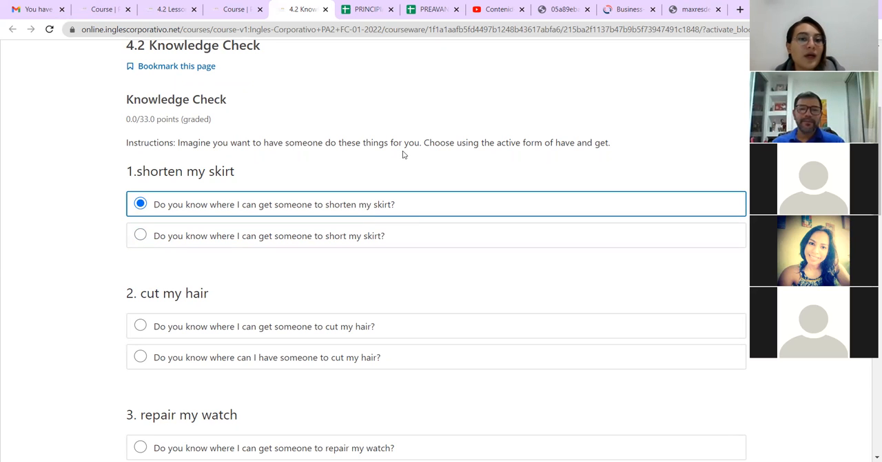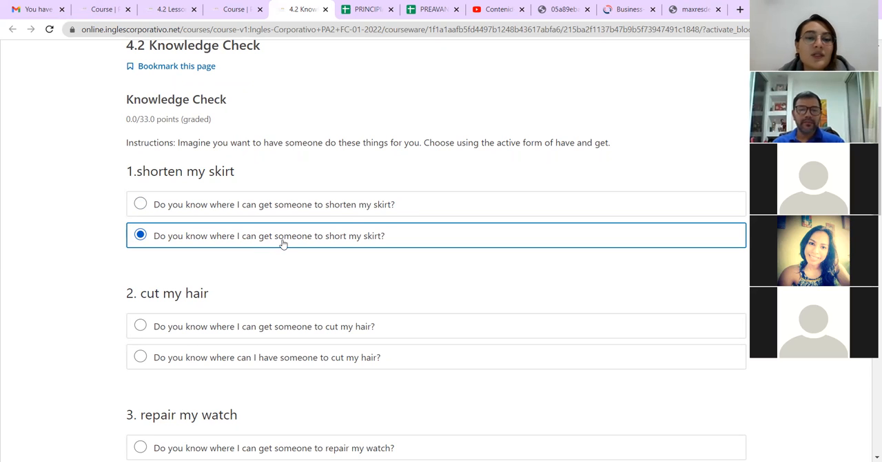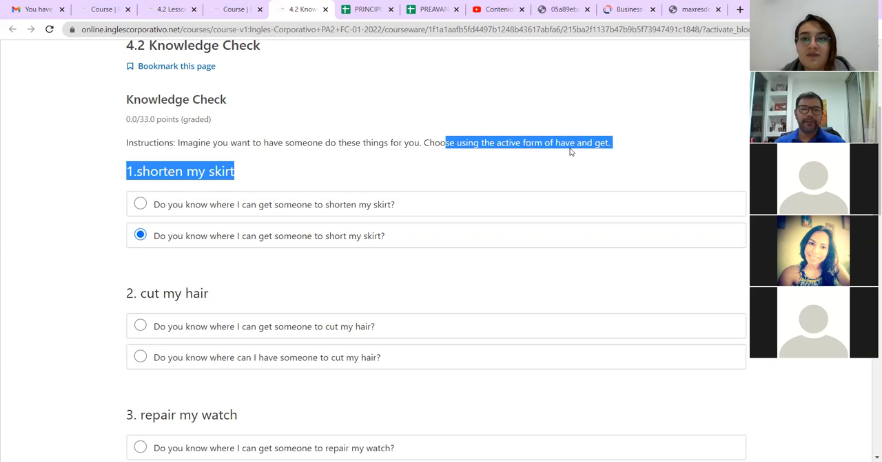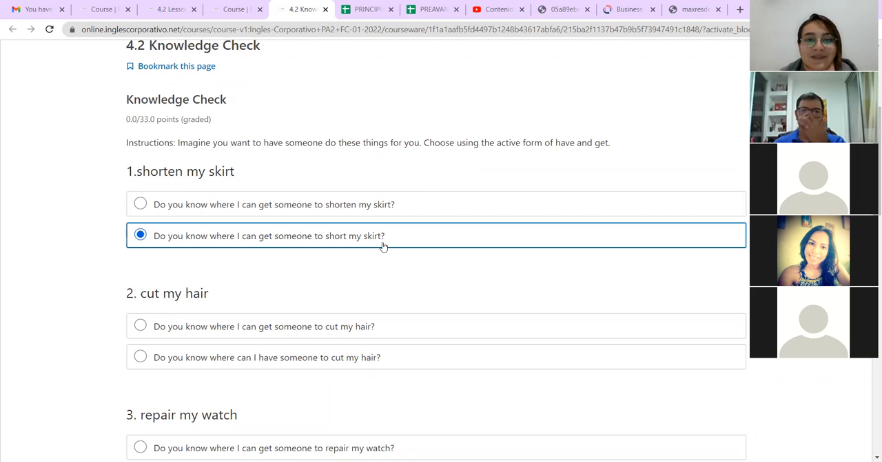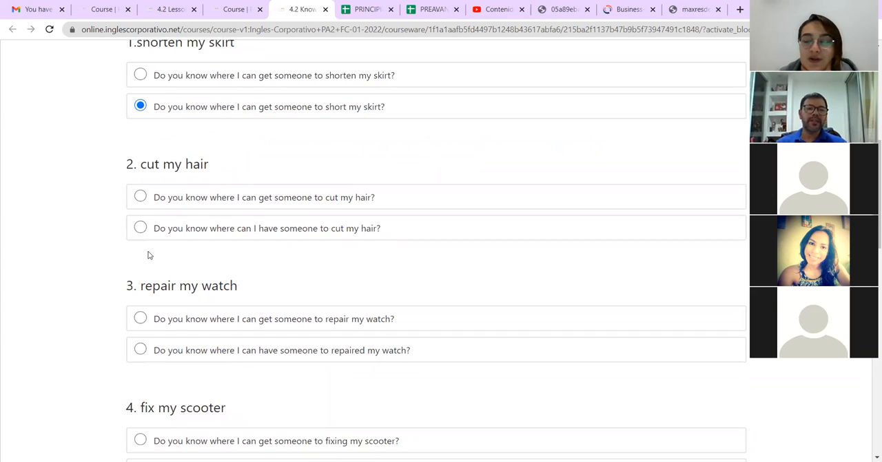All right, so do you know where I can get someone to shorten my skirt? Or do you know where I can get someone to short my skirt? Recordemos que vamos a usar active voice, using the active form of have and get. Which one would it be? Veo que dicen number two, number one. Active is number two. Second statement is active. Alrighty. Let's do number two.